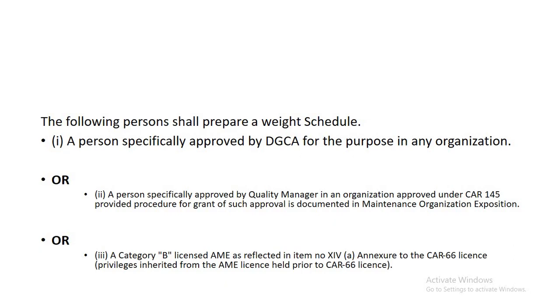Actually, it can be prepared by a person who is approved by DG for that purpose, or it can be done by any person specifically approved by the quality management organization approved under CAR 145. Means maintenance organization. In any maintenance organization, there will be one person who is appointed and approved by the quality manager by giving him authorization, approval and enough training to do so. Or it can also be conducted by a category B license AME, and he should have an approval to conduct weighing as per CAR 66 license.